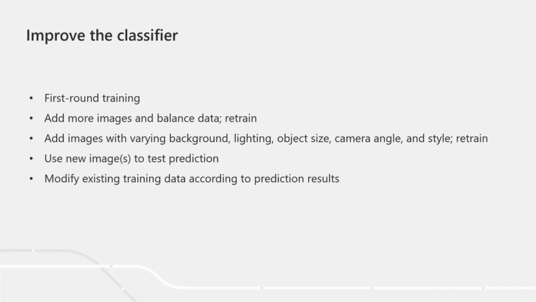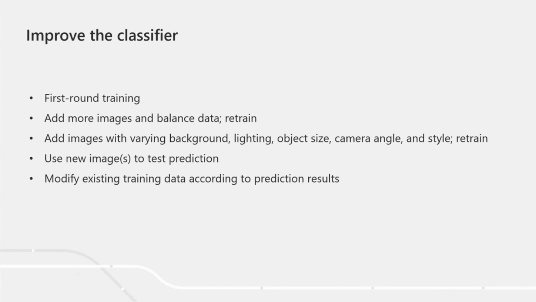A general pattern that will help you build a more accurate classifier is, first, a general training round. Second, we add more images and balance the data, and we retrain. Third, we add again some more images with varying backgrounds, lighting, object size, camera angle, and style, and we retrain it again. Fourth, we use new images to test predictions, and then we can modify existing training data according to those prediction results.